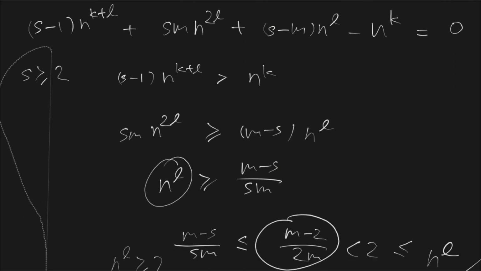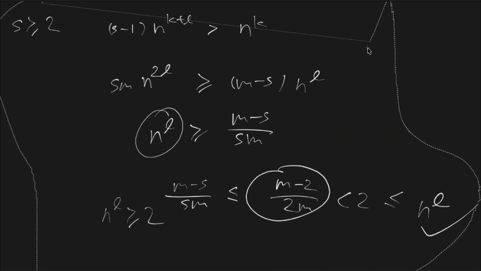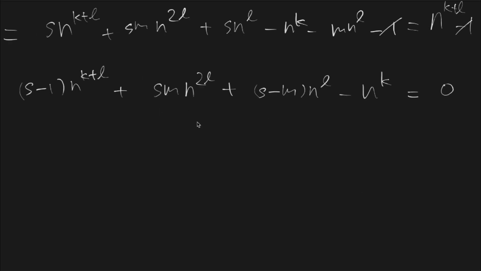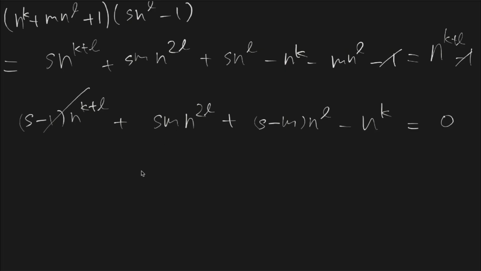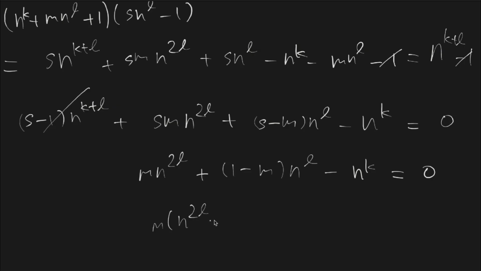Let me just quickly get rid of this thing. Alright. So we have s is equal to 1, and so this thing should cancel out. And then we should get m n to the 2l, this should be 1 minus m n to the l minus n to the k is equal to 0. Alright, so we just group everything over, and we should be able to solve for m using the other variables. So for example, here we should have m times n to the 2l minus 1 is equal to n to the k minus 1.